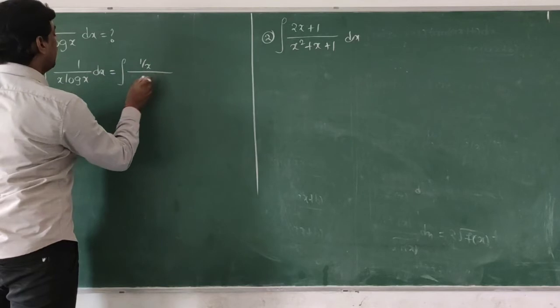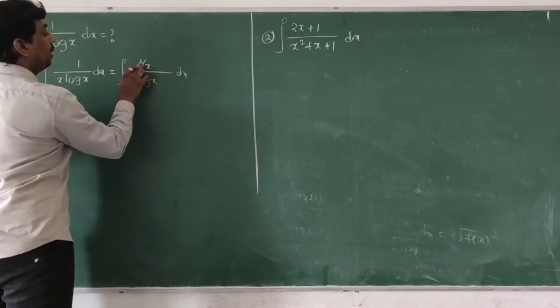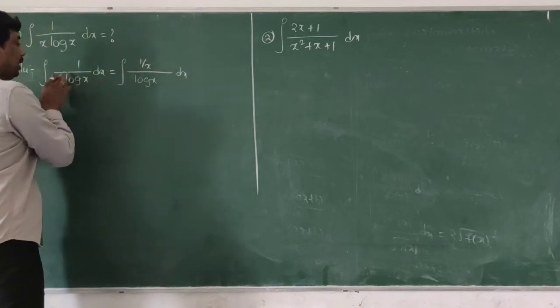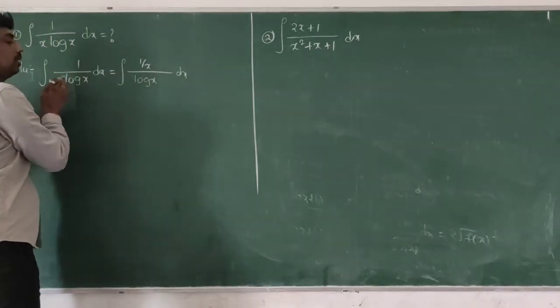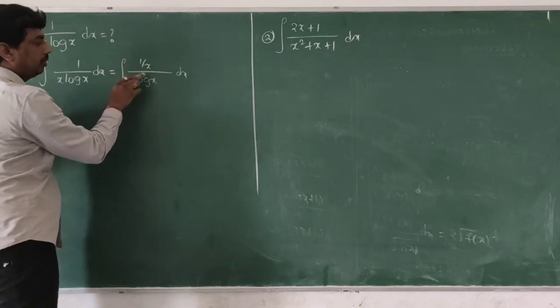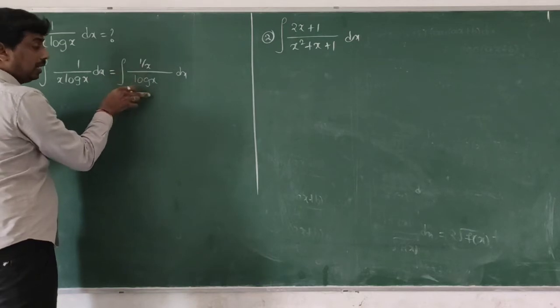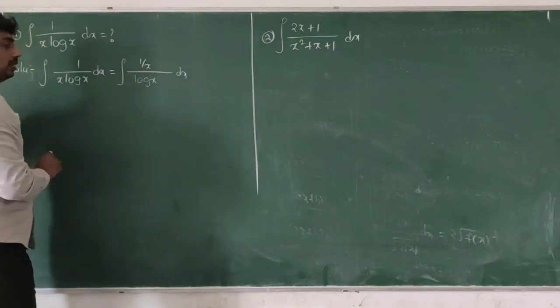So this can be written like this: 1 by x by log x dx. When we multiply the denominators, we get the previous term. So 1 by x into log x is 1 by a into b, that is, x into log x.